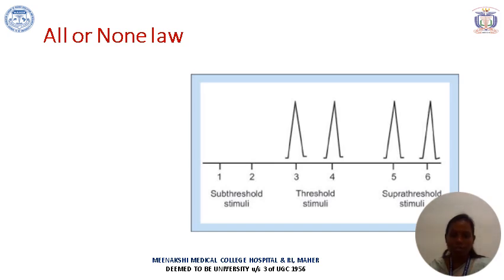How to remember easily? Sub-threshold stimulus, no response. Threshold stimulus, adequate response, that is action potential. Supra-threshold stimulus, no better response. So we can't expect to get a bigger response by giving a stimulus of more strength. That won't be possible. Only the normal response will occur all the time, whether the stimulus is threshold or supra-threshold. At the same time, sub-threshold cannot generate the action potential. So that is nothing but the all or none law.